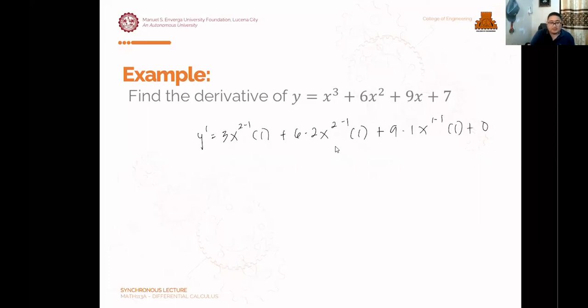Okay? So ito yung error ni Mr. Desus, no? Yung sa last term. Constant tayo, so dapat 0 siya. So this is 3x squared plus 12x plus 9. Okay? So again, x raised to 1 minus 1 is x raised to 0, and any variable raised to 0 is equals to 1. Kaya 9 times 1 times 1 lang yun. So this is our derivative. Okay?